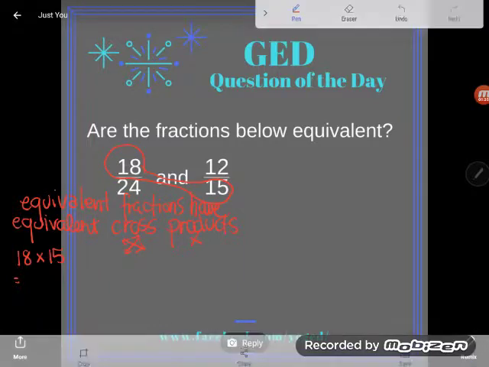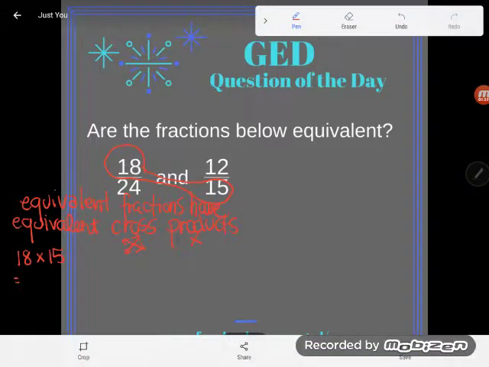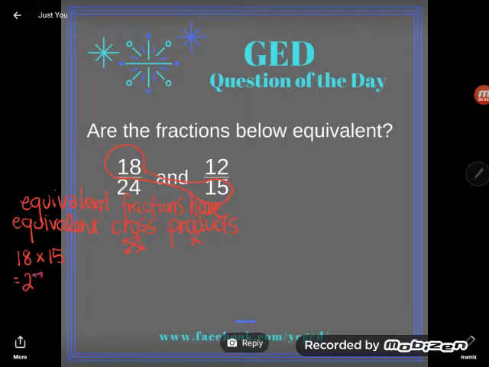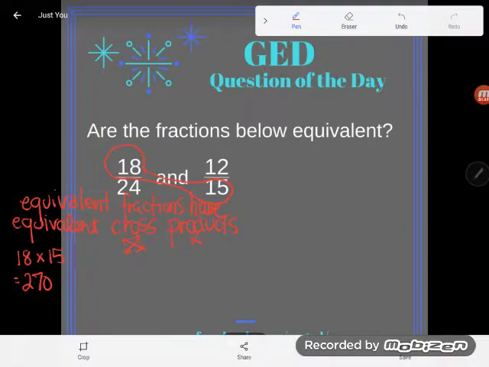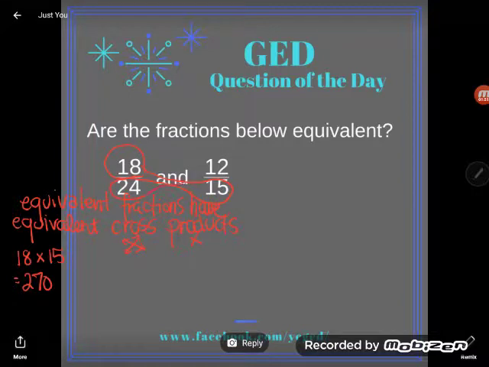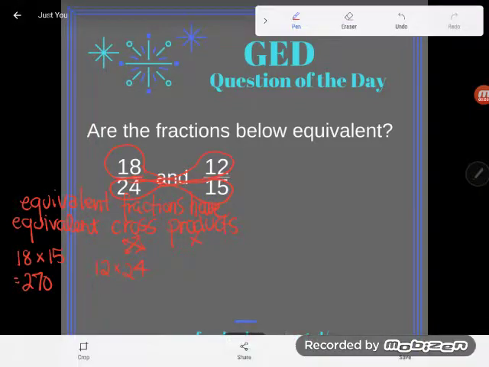If I were to do that, I think it's 270. Look at that, my TI-30XS verified my brilliance. Okay, and then I'm going to do the other cross product. Cross product, again, is taking the numerator of one fraction, multiplying it by the denominator of the other. So 12 times 24. Let's give that a try. If I do 12 times 24, I get 288.